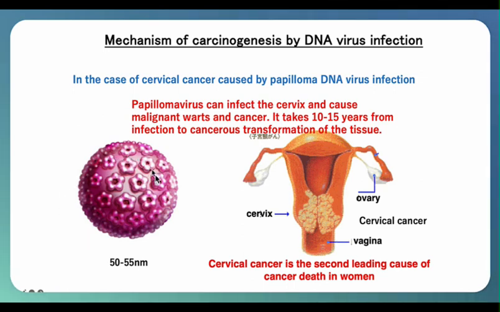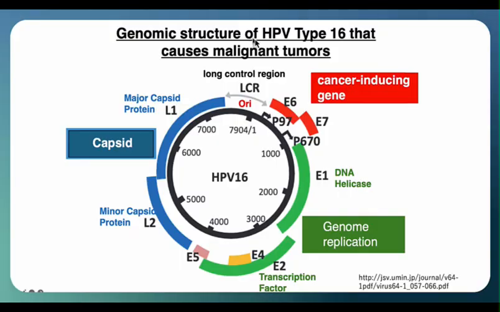The size of the papillomavirus is about 50 to 55 nanometers in diameter. The human papillomavirus type 16, which causes malignant cervical cancer, has a circular double-stranded DNA genome. All the protein coding regions are located on one strand. The genes encoded in the genome include L1 and L2, which code for the viral capsid proteins. There are also E1 and E2 genes involved in genome replication, with E1 coding for a DNA helicase and E2 coding for a transcription factor.